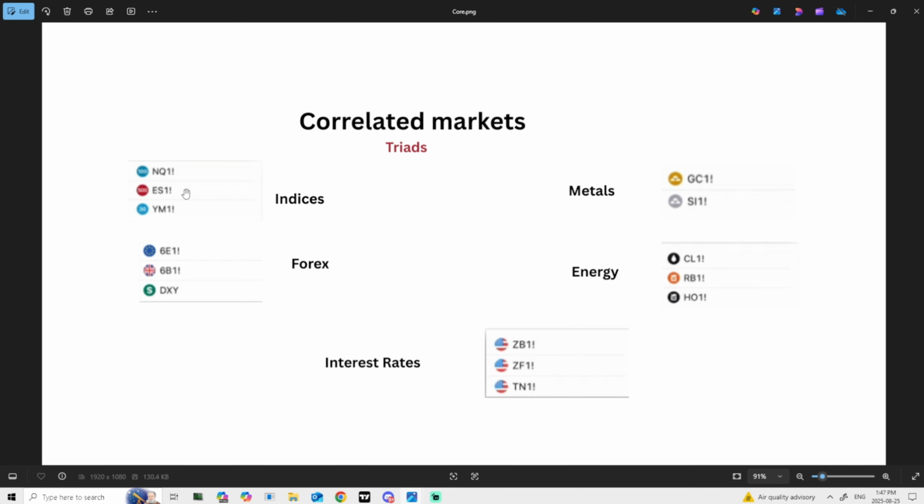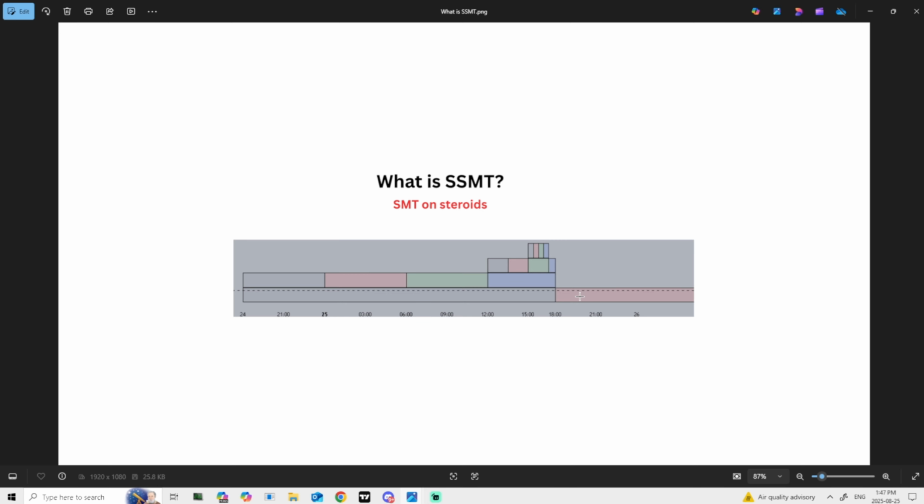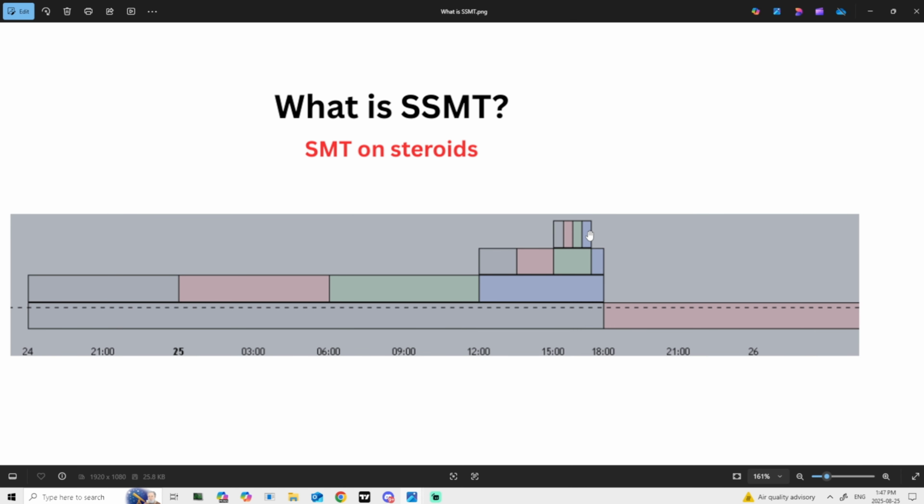This is the part where I'm just going to be yapping. SSMT is SMT on steroids. You see this right here: 1, 2, 3, 4. Everything is 4. It has its own cycle. There's a microcycle, a 90-minute cycle, a daily cycle, a weekly cycle, and a monthly cycle. Those are the cycles, and each cycle has specific times within it.